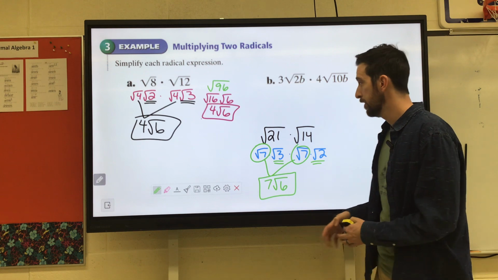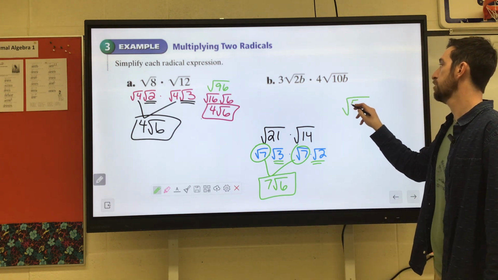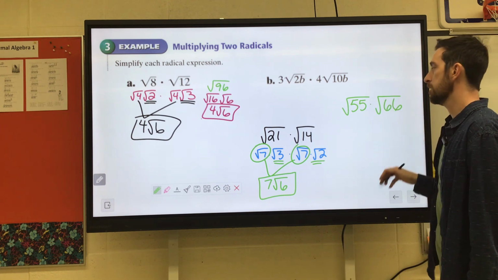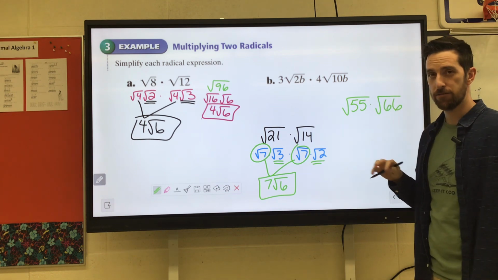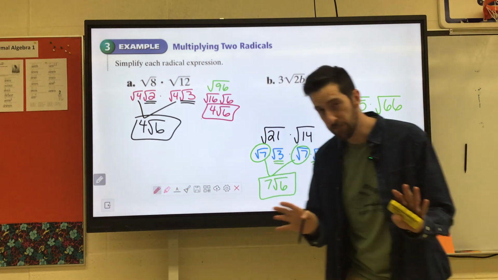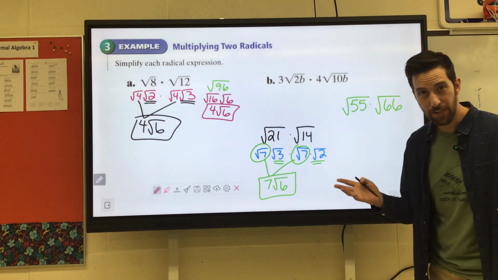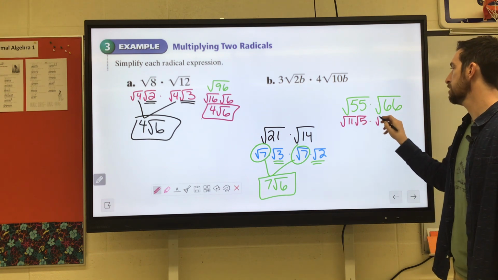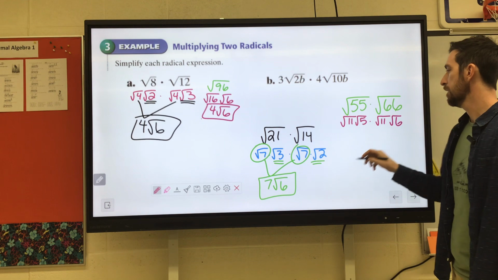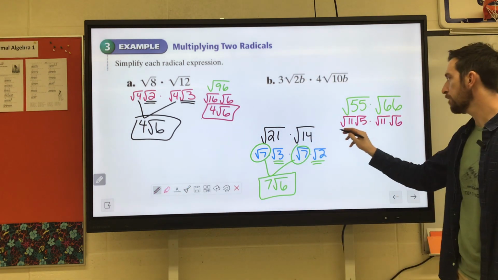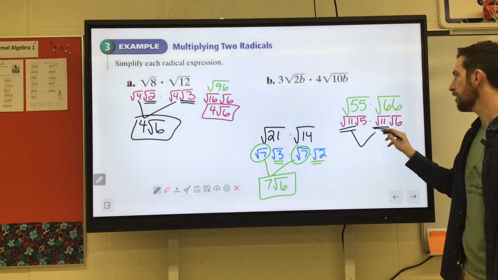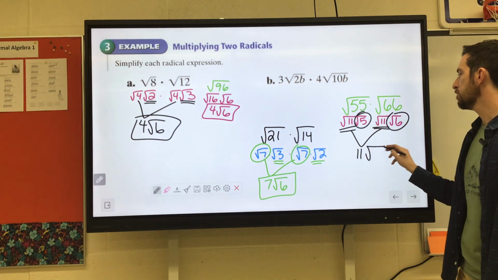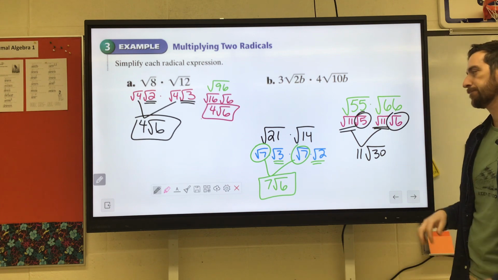I think it's helpful. Or if you had the square root of 55 times the square root of 66. Can you think of anything that goes into 55 and 66, even if it's not a perfect square? 11 goes into those, right? So 55 is 11 times 5. 66 is 11 times 6. And then you could be like, oh, the square root of 11 times the square root of 11 is just 11. And then we have root 5 times root 6 is root 30, baby.